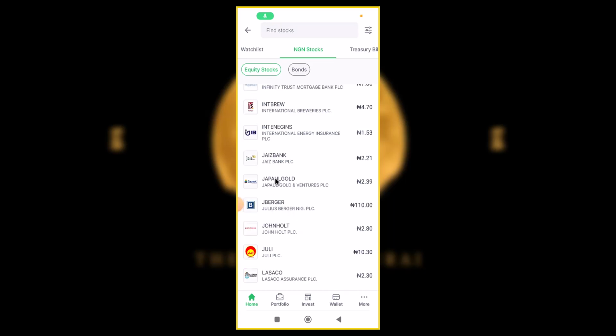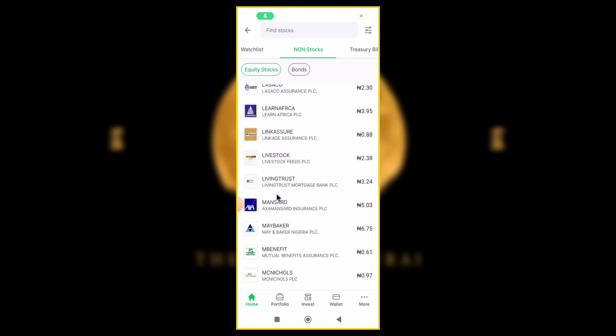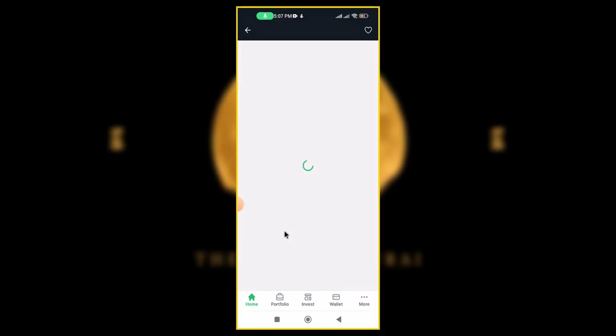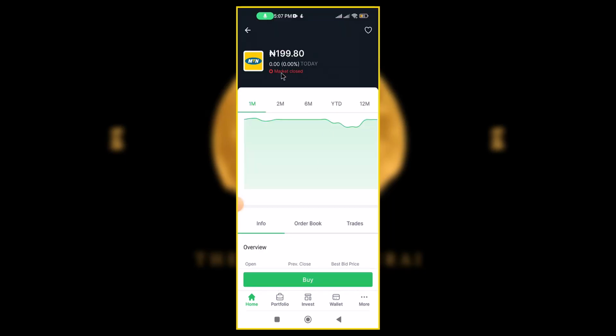So all these companies you are seeing here, they are publicly listed, and you can buy and trade them whenever you want. So let's just use MTN for instance. Let's say we wanted to buy MTN. You can come here, click on MTN, and as you can see, the market is closed for today. So the market opens, I think, 10 to 2 p.m. So if you want to buy shares or stocks, the market closes at that time.